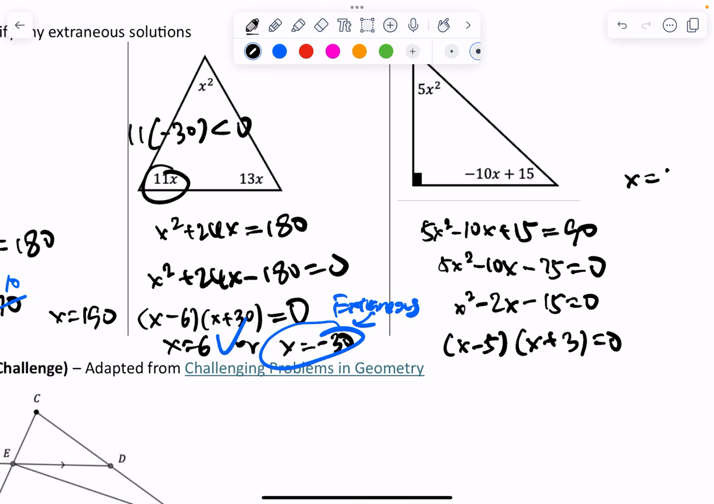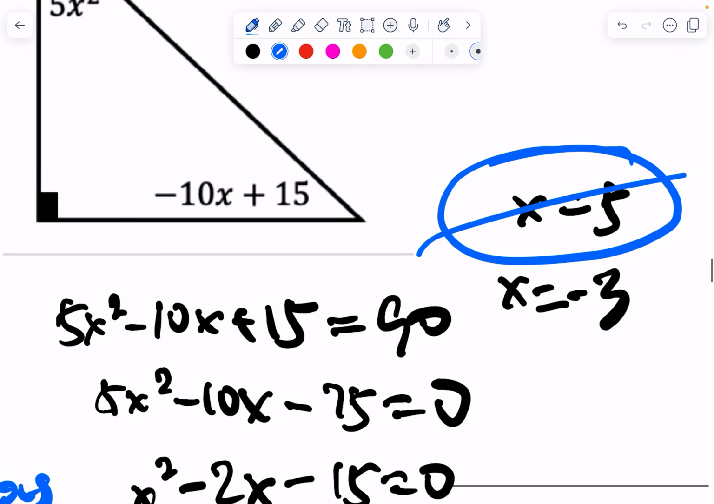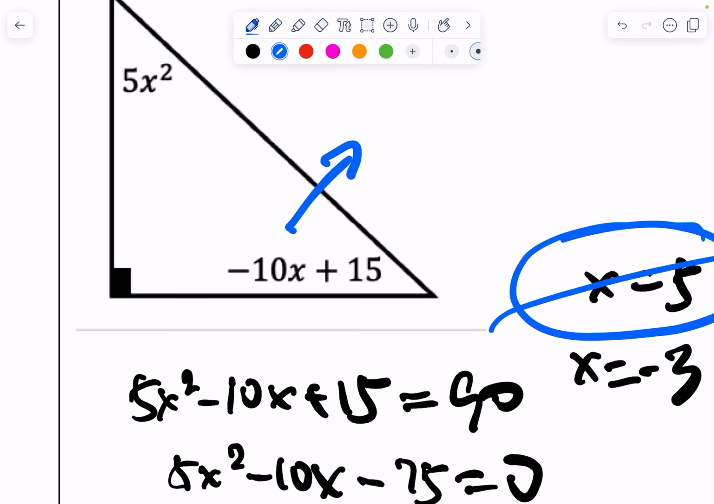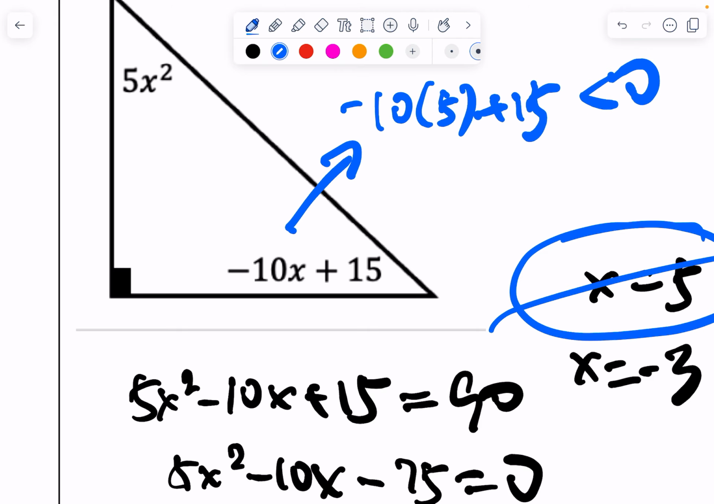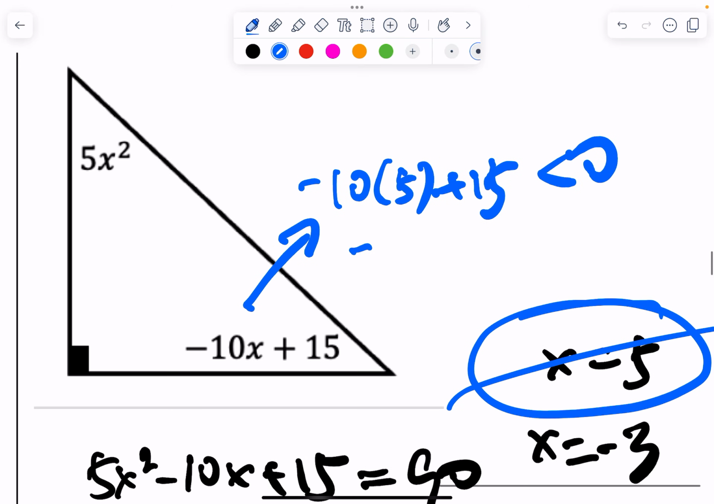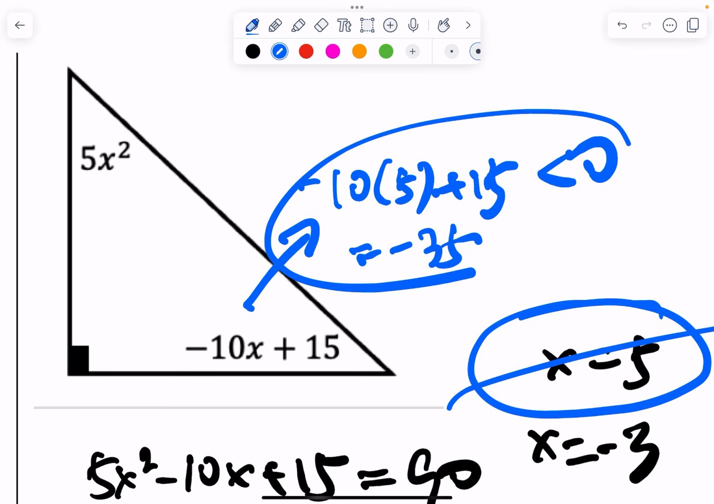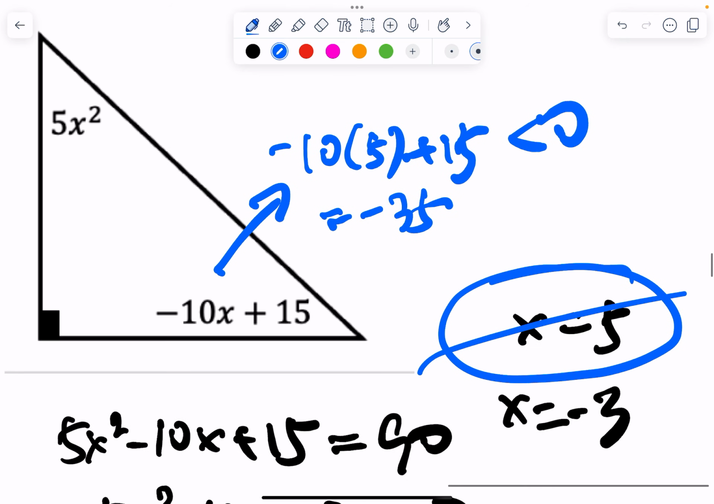So you have these two answers. In these two answers, which one is the extraneous one? Let's think about it. Here, actually, x equals 5 is the extraneous one. Because if you plug 5 back in here, this is less than 0. This is like what, negative 15, negative 35 actually, right? This is less than 0. So 5 here is extraneous.